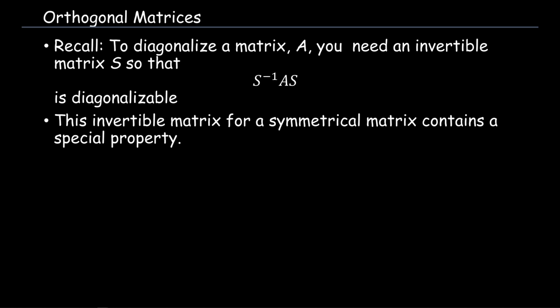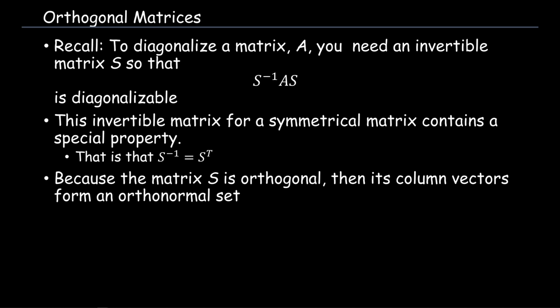Now, what's so special about the invertible matrix for a symmetrical matrix is the fact that if we take the inverse of S, we will see that S inverse is equal to its transpose. What this is pretty much telling us is that S is orthogonal. And because S is orthogonal, that means the column vectors of that matrix form an orthonormal set.